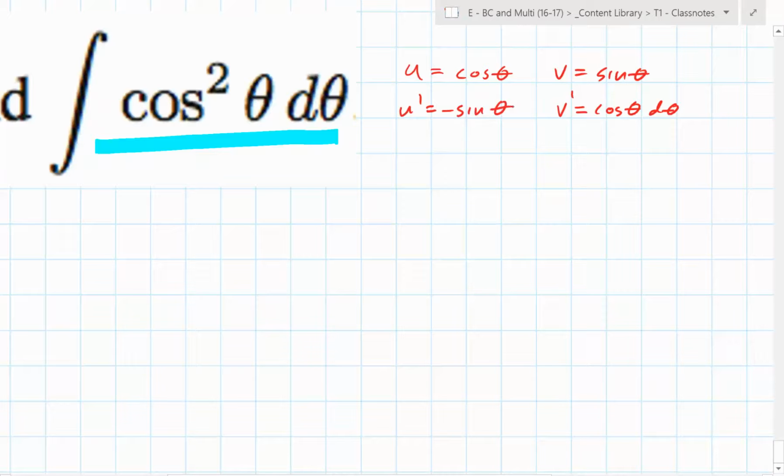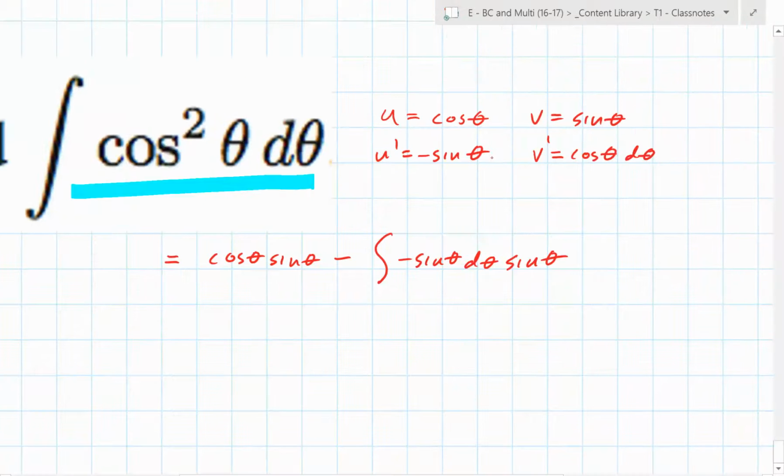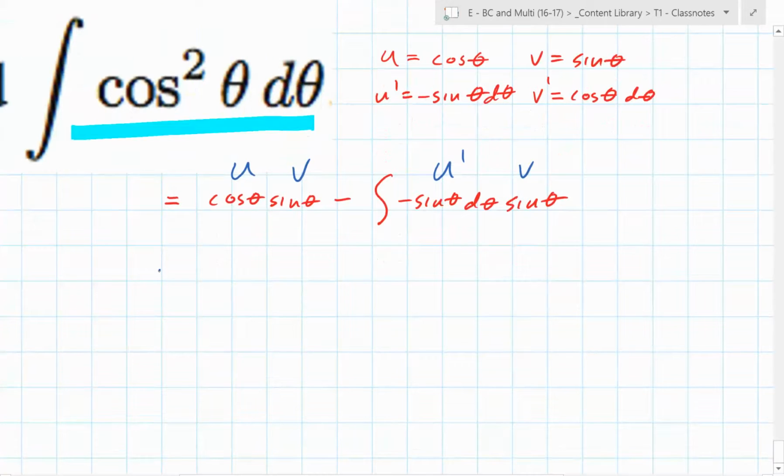Okay, that's great. So now we do u times v, so we end up with cosine theta times sine theta. Okay, that's fine. And then we subtract negative sine of theta times d theta, sorry, times sine of theta. So there's actually a d theta right there. Just to recap, what are we looking at? This is u times v minus u prime v. Okay, this seems nice. Let's just cruise along here.